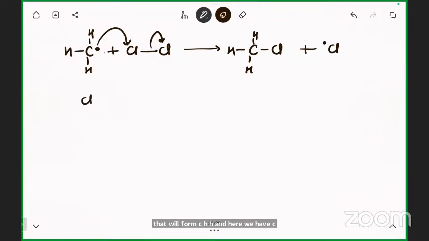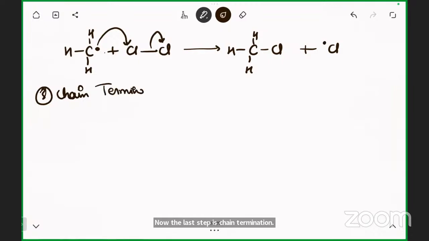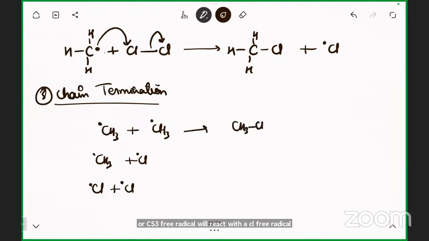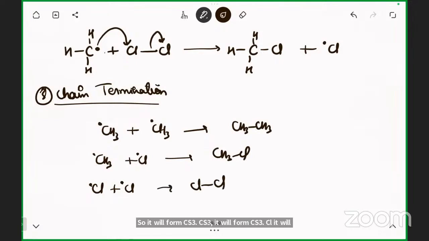Now the last step is chain termination. Third step, that is chain termination. Termination means now you have to terminate or close the chain. Now the remaining CH3 free radical will react with the CH3 free radical, or CH3 free radical will react with the Cl free radical, or Cl free radical will react with the Cl free radical. So it will form CH3CH3, it will form CH3Cl, it will form Cl2. Okay, so this is the mechanism of how the reaction occurs.